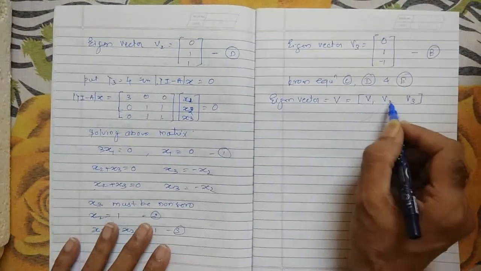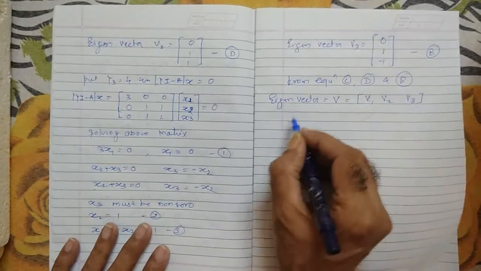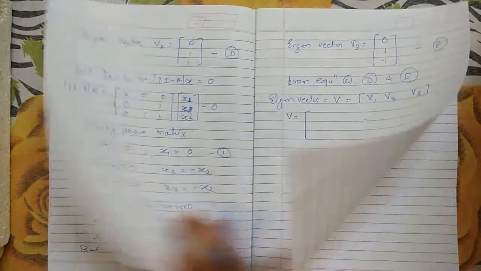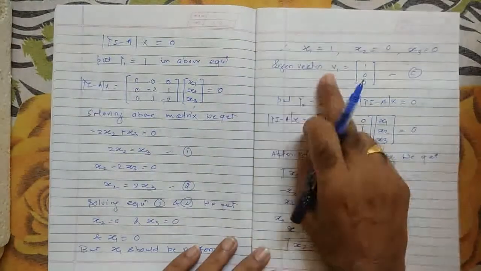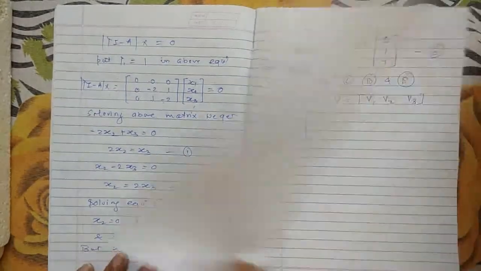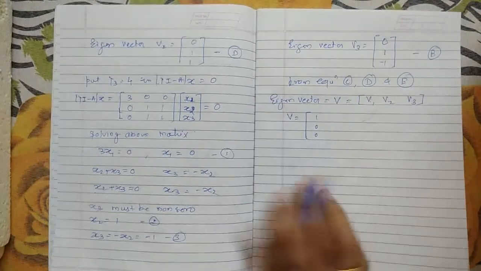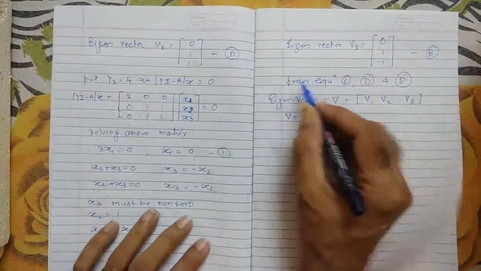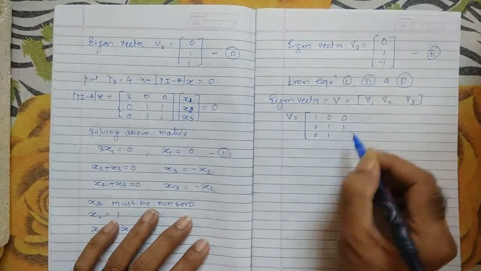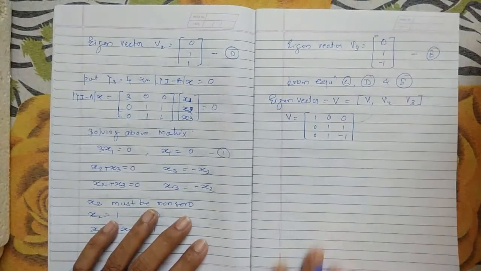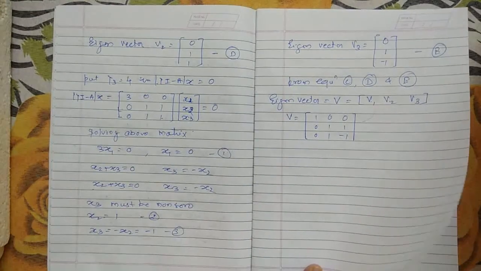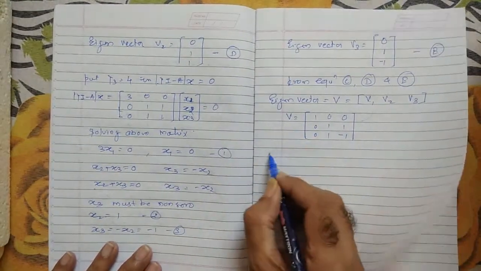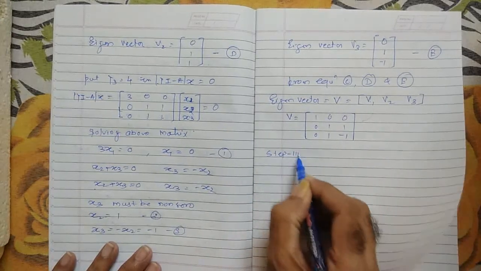Now we know V1, we know V2 and we know V3. So V equals, what is V1? V1 equals 1 0 0, so we will put here 1 0 0. What is V2? That is 0 1 1. And what is V3? That is 0 1 minus 1. So we have this V. This is my eigenvector.